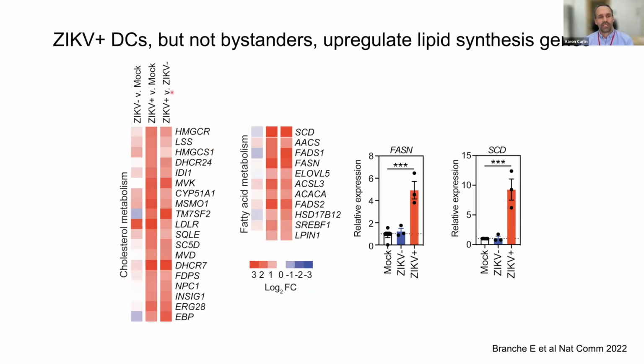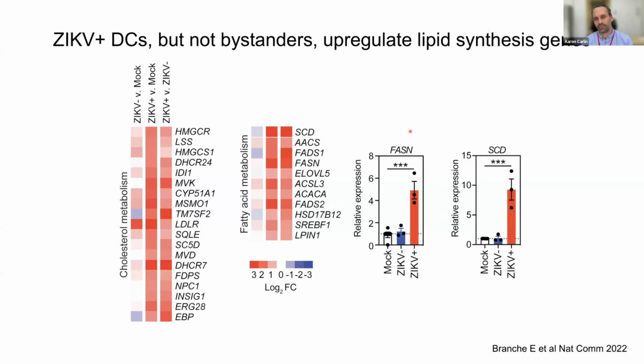If we look a little bit deeper and look at what's happening in Zika virus negative versus Zika virus positive, the infected cells versus the bystanders, this upregulation is only occurring in the infected cells. And that's true for both cholesterol metabolism genes and fatty acid metabolism genes. And you can see a few of them here.